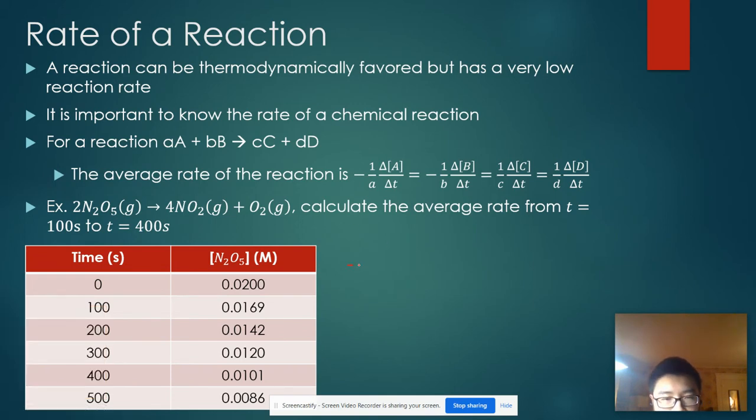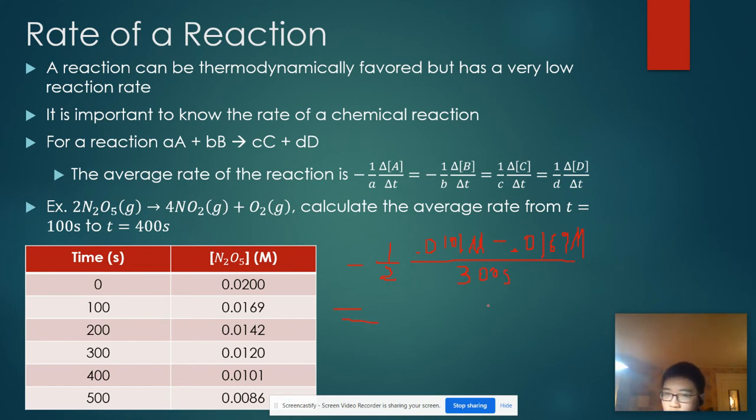The average rate is negative 1 over the coefficient, which is 2 here, times the change in the concentration of reactant. The concentration at 400 seconds is 0.0101 moles per liter, minus the concentration at 100 seconds, 0.0169 moles per liter, divided by 400 minus 100, which is 300 seconds.